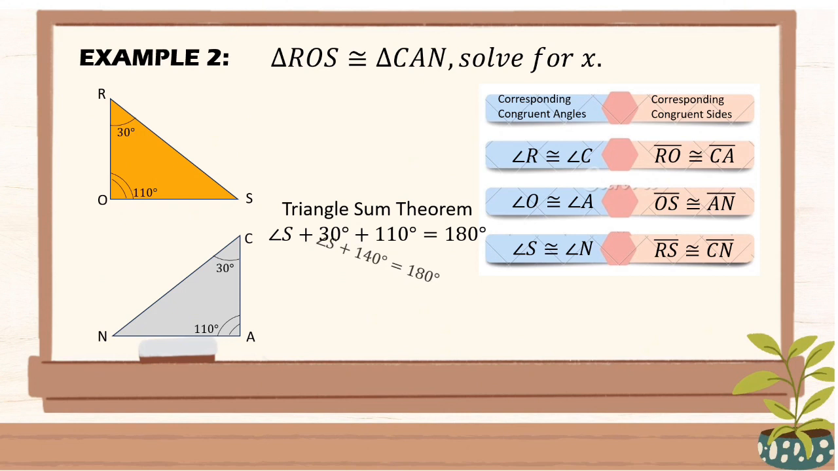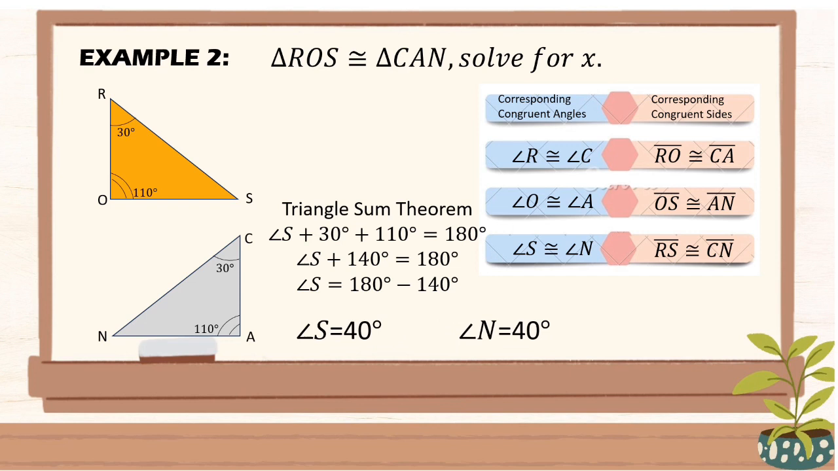And then copy the angle S and the addition of the two given angles, which is 140 degrees, equal to 180 degrees. And also we will use the subtraction property of equality. Angle S is equal to 180 degrees minus 140 degrees. So angle S is equal to 40 degrees. We can say that angle N is also 40 degrees because angle S is congruent to angle N.